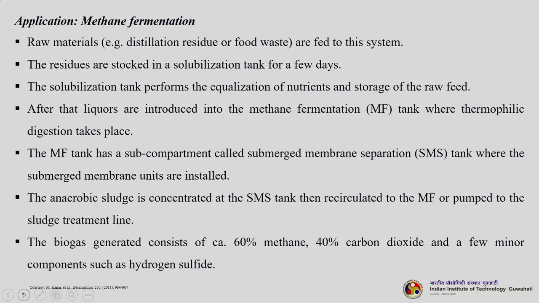After a few days, the liquors are introduced into the methane fermentation tank where thermophilic digestion takes place. Now, the MF tank has a subcompartment called the submerged membrane separation tank, the SMS tank, where the submerged membrane units are installed. The anaerobic sludge is concentrated at the SMS tank, then recirculated to the MF or pumped to the sludge treatment line. The biogas generated consists of 60% methane, 40% carbon dioxide and a few minor components such as hydrogen sulfide.